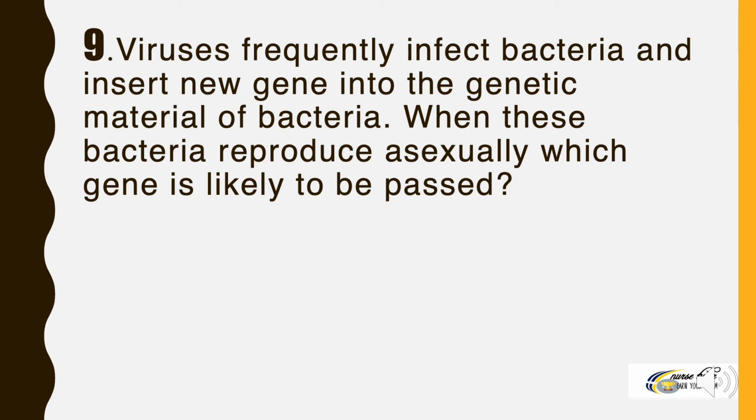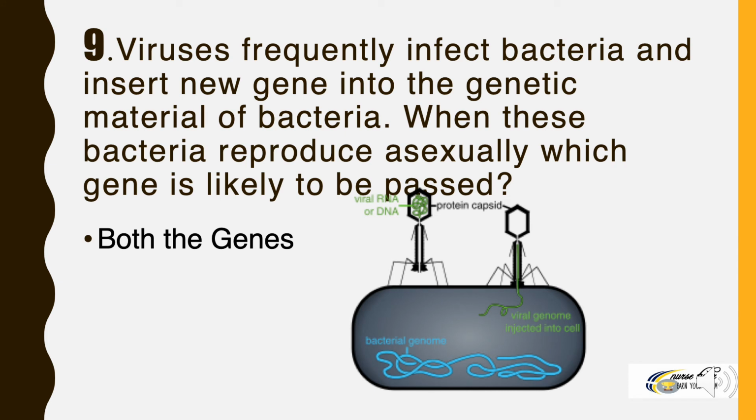Viruses frequently infect bacteria and insert new genes into the genetic material of bacteria. When these bacteria reproduce asexually, which gene is likely to be passed, the bacterial or the viral gene? The answer is both the genes. Both the viral gene as well as the bacterial gene are passed when they reproduce asexually.